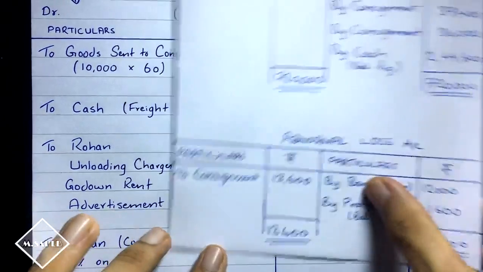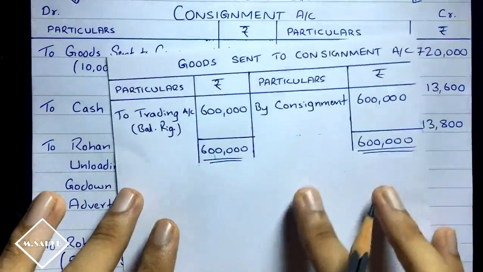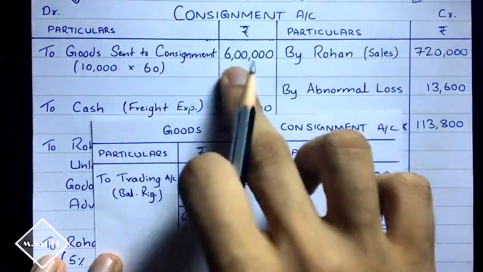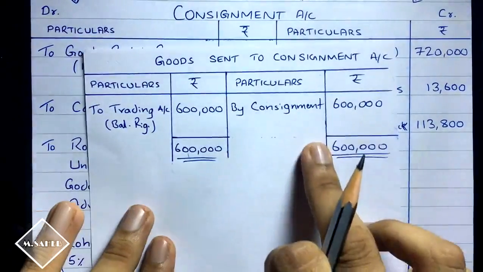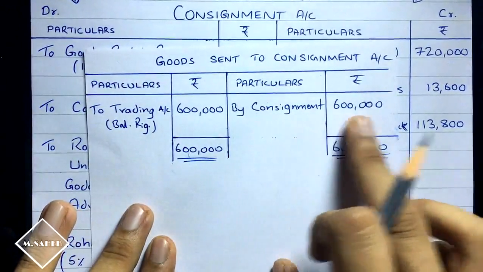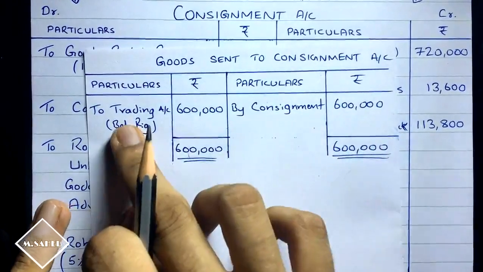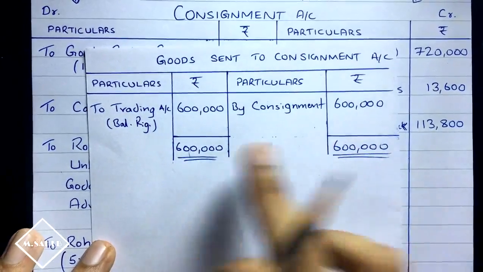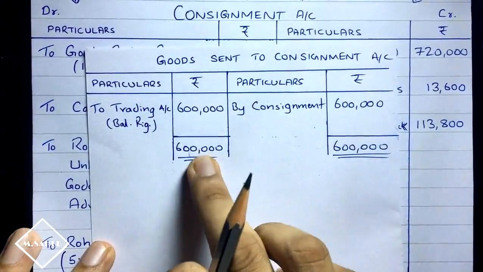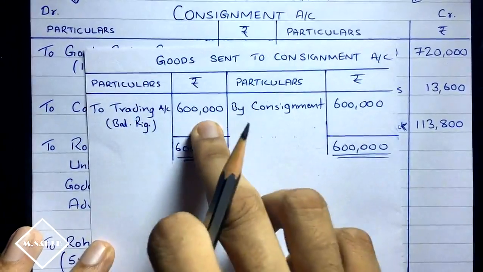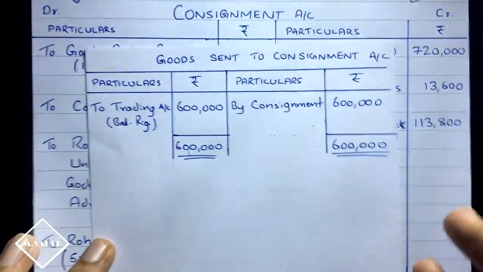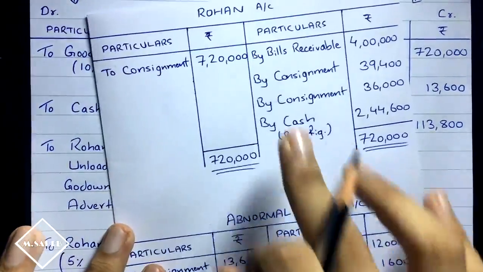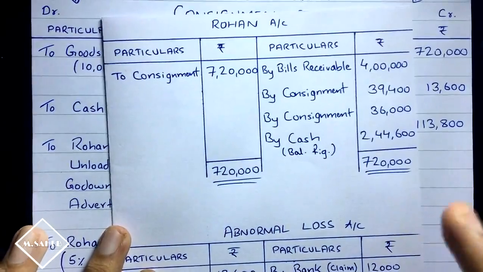Simple. And then we have to prepare the last account, that is the goods sent on consignment account, and this is also cross posting. Very simple. See, "To goods sent on consignment" is on the debit side, so you have to take it on the credit side as "By consignment" 6 lakh, and then the balancing figure will go to the trading account. 6 lakh on both sides, and then subtract. Here there is nothing, so 6 lakh minus 0 is 6 lakh. So the balancing figure is 6 lakh, and it will go to the trading account. See, it's very simple. This is also cross posting, and abnormal loss is also cross posting. It's very simple to prepare.